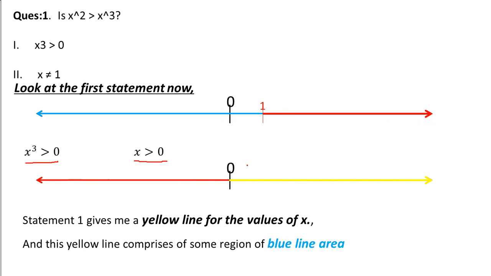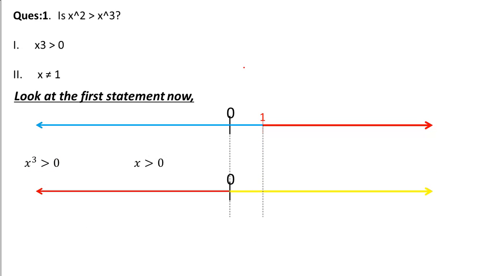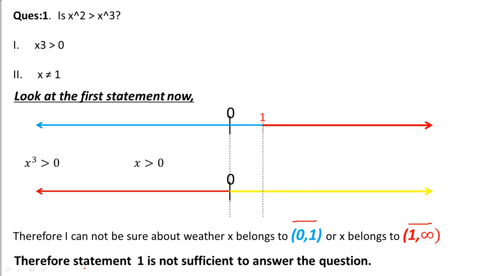So x can take these values, but this yellow area consists of this blue region and this red region. X can be from 0 to 1 or greater than 1. So I have some part of this blue area and some part of this red area. So I cannot be sure that x belongs to 0 to 1 or 1 to infinity. Therefore, statement 1 alone is not sufficient to answer the question.